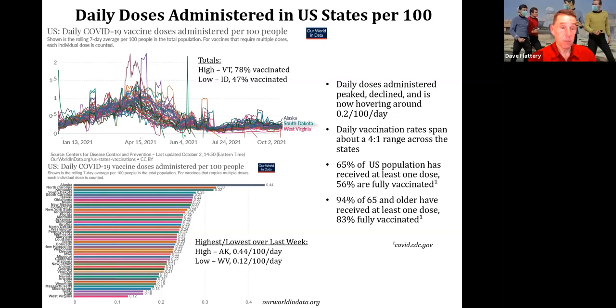So Alaska is experiencing a lot of issues from their large outbreak, and you saw that on the peaking graph and the number of new cases per capita. So they've been averaging about 0.44 per 100 per day, which is more than twice the average in the US. The low is West Virginia, only about 0.12 per 100 per day in terms of vaccinations. And most of the states are in this 0.2 to 0.3 range.